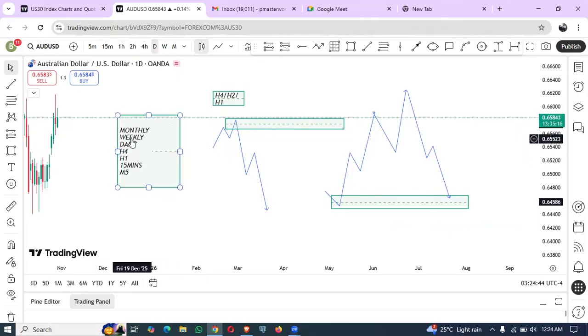Use the monthly, weekly, and daily to check what the last 2 days, the last 2 weeks, the last 2 months did. Use the H4, H1, and H2 time frames to map your structure. Don't go lower. Map your structure here. Then use M15 and M5 for your confirmation criteria.